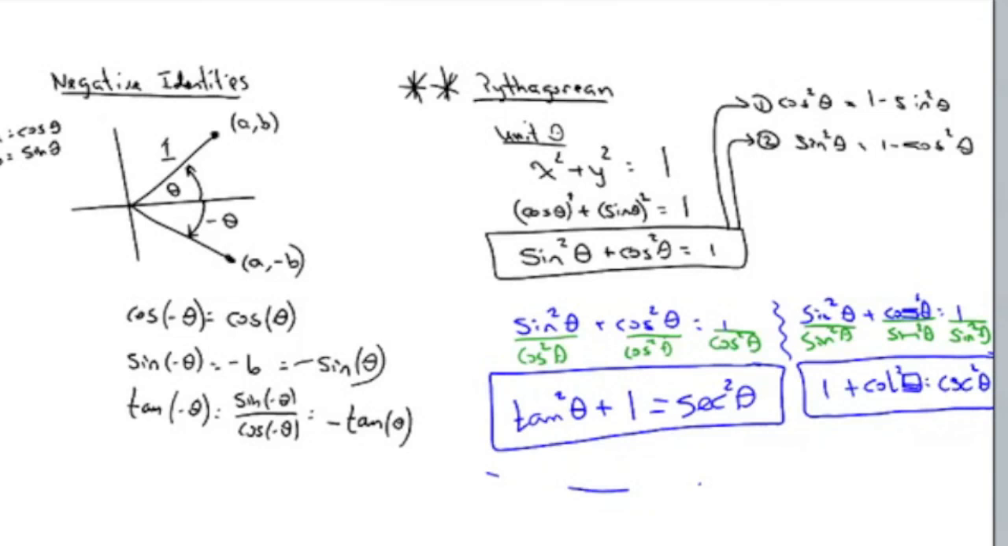This one here, you can have secant squared minus tangent squared is equal to 1. You could have tangent squared is equal to secant squared minus 1. And the same thing for the cotangent cosecant one. You can rewrite them, and each one of them is three different ways. So basically, it's nine identities in one, which is kind of scary.